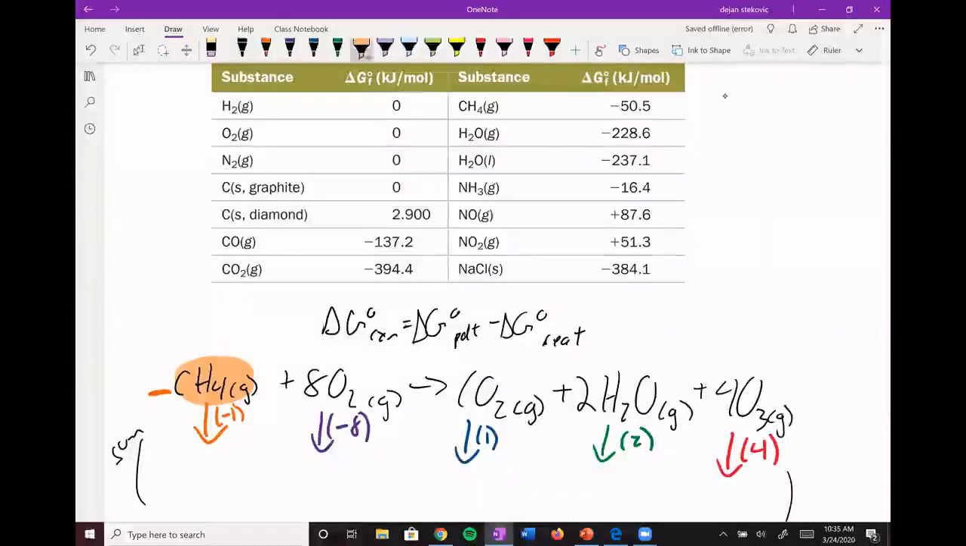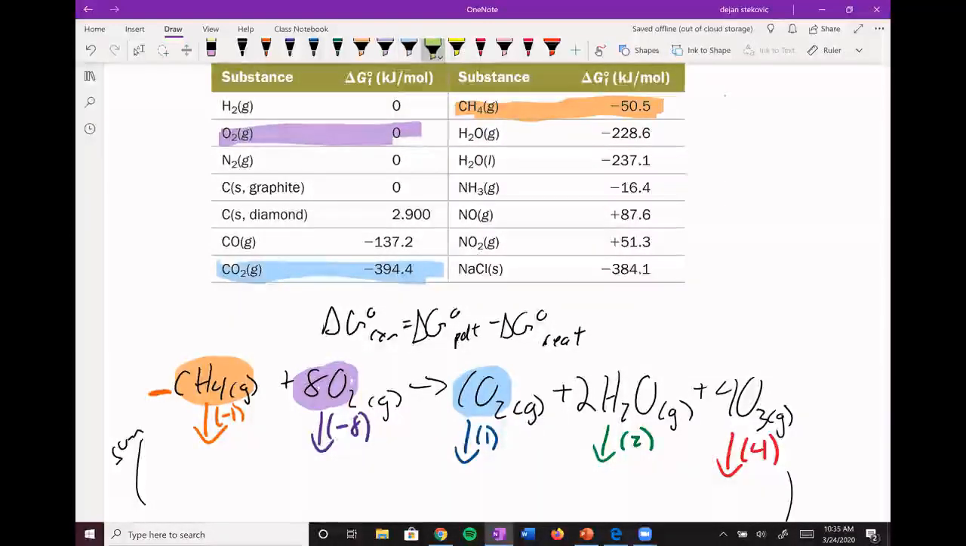So there's methane. We find methane right there. Here's O2. We find O2 right there. Here's CO2. We find CO2 right there. Here's water as a gas. You've got to be careful about that. Don't use the water as the liquid. The water is a gas here, so make sure you pull the value for it being a gas. And then O3, we've got to find O3 on the table. Bit of a trick question, as it's not actually in the table.